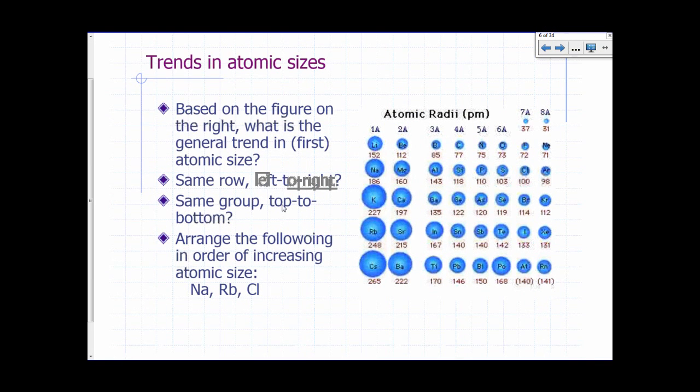Let's look at trends in atomic sizes. This is a figure that summarizes the trend in atomic sizes. The atomic radii here are given in picometers. So lithium right here is 152 picometers. It's group 1A all the way to group 8A over here, the noble gases.